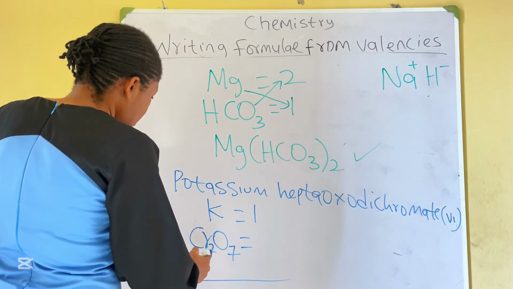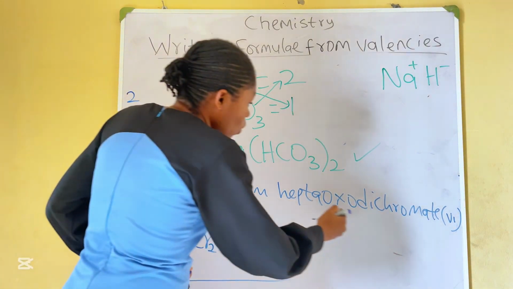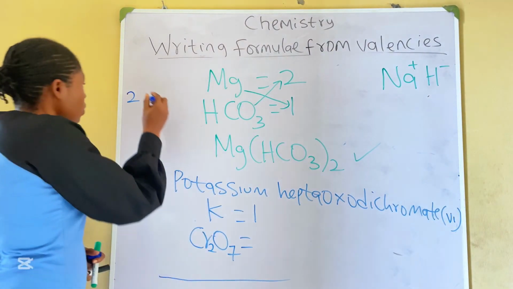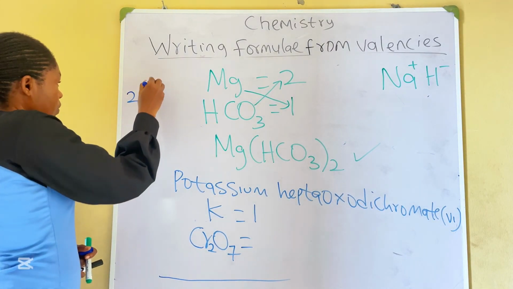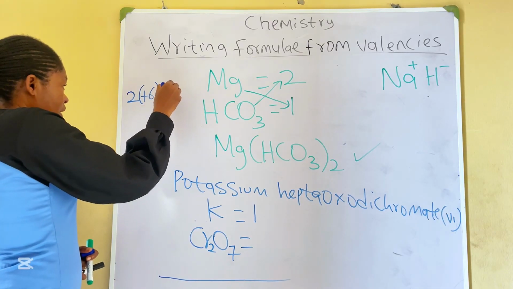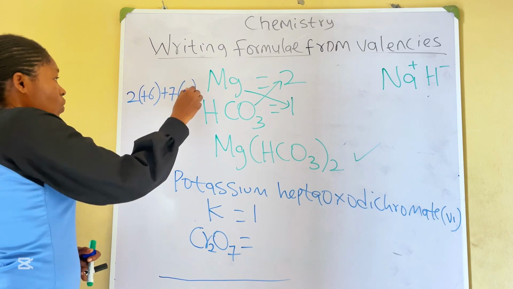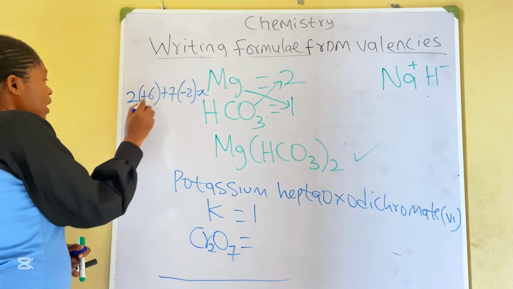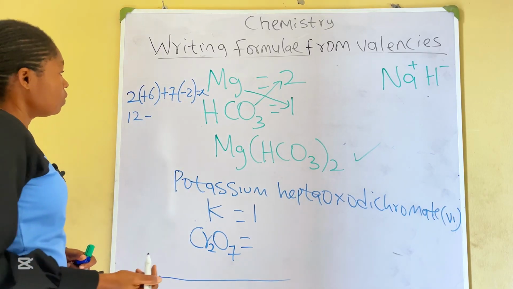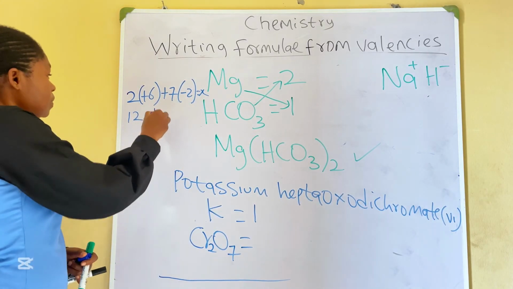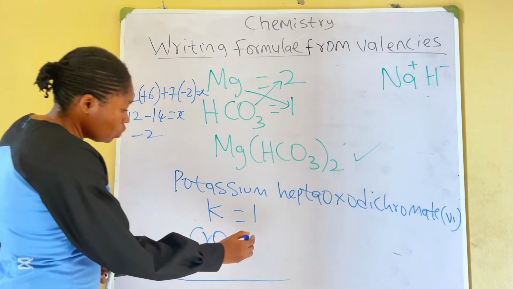Okay, let's look at it. I have 2 chromium atoms here. And remember, dichromate(VI), 6 is the oxidation number for chromium. Plus 6. I have 7 atoms of oxygen times the oxidation number of oxygen, which is -2, equals the charge. So 2 times 6 is 12. 7 times -2 is -14. So it equals the charge. So you'll be getting -2. So you put that 2 here.